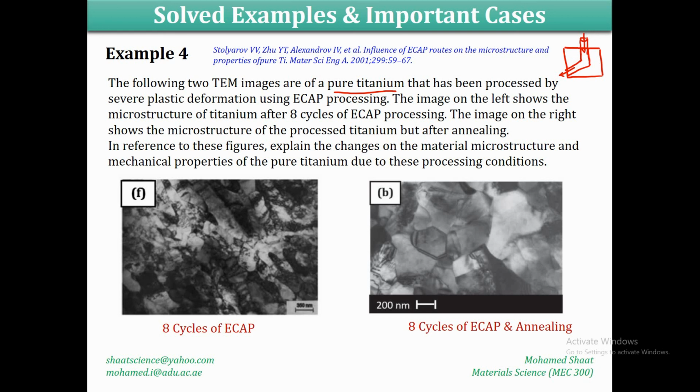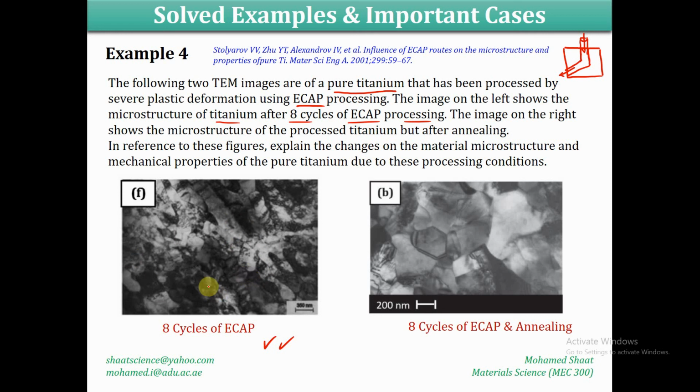So in this study, these guys used ECAP to process pure titanium to refine the grain size into a few hundreds of nanometers, processed by severe plastic deformation using ECAP processing. The image on the left shows the microstructure of the titanium after the 8 cycles of ECAP processing. So we have done this ECAP processing 8 times, 8 cycles, and we end up with this microstructure that we got in this image using the transmission electron microscope. So this is known as a TEM image of the material microstructure.